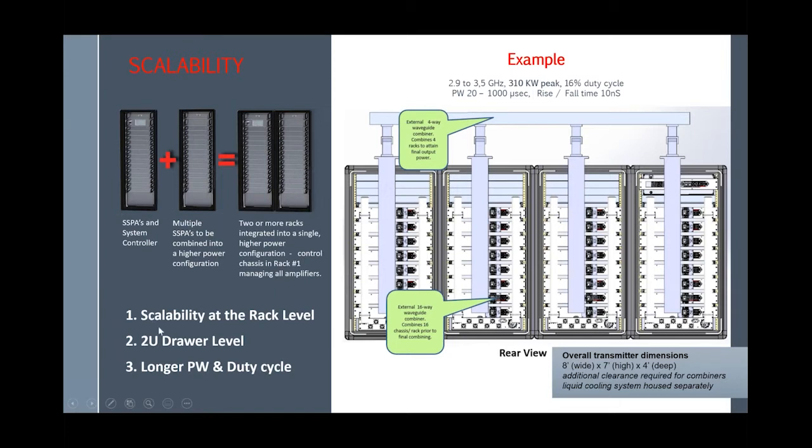There's scalability at the 2U drawer level. So imagine a single rack where you might have 10 or 12 2U amplifier drawers, and down the road you want to expand that. So let's say you have 12 2U drawers. That system's going to come with a 12-to-1 combiner. When you want to increase your output power by 25%, you would add 4 more drawers, but then we'd also provide a 16-to-1 combiner. And then there's a third level, longer pulse width and duty cycle.